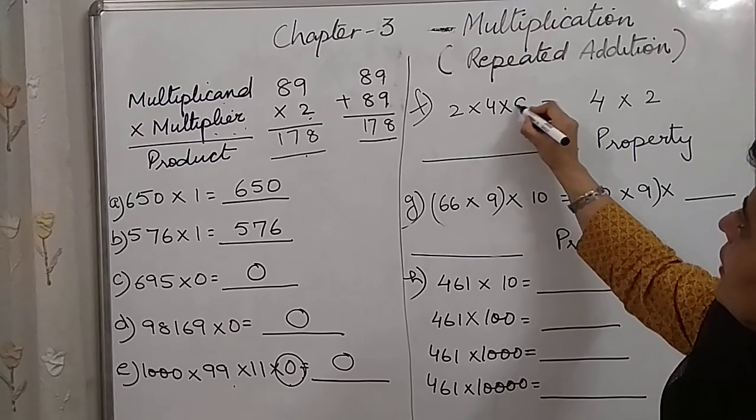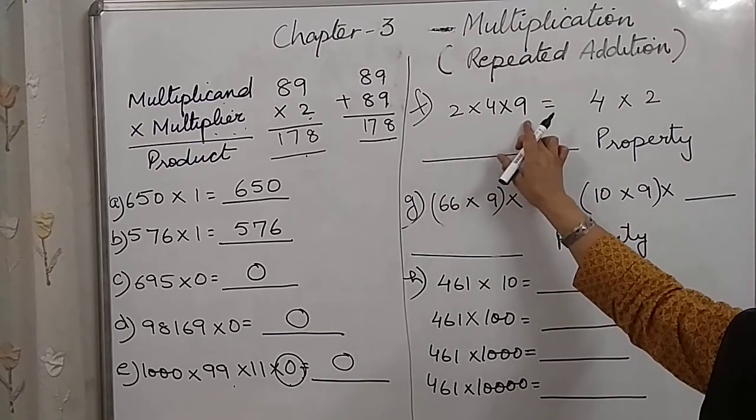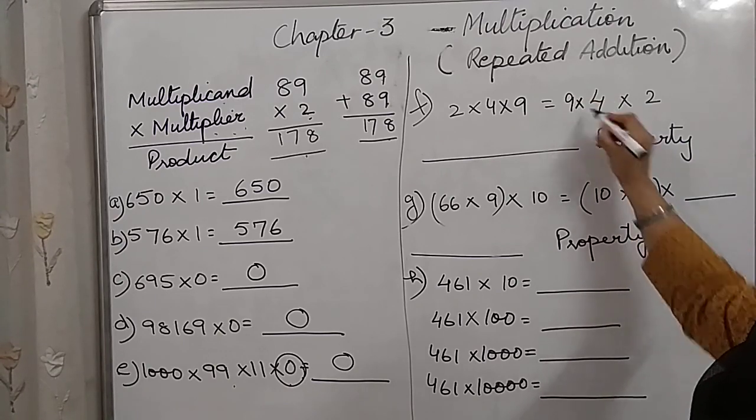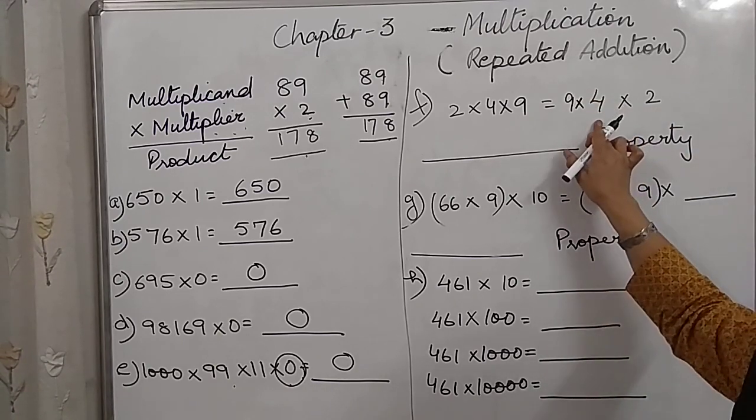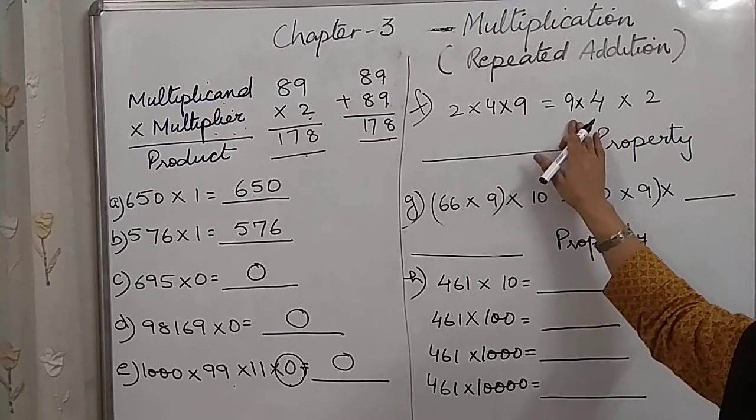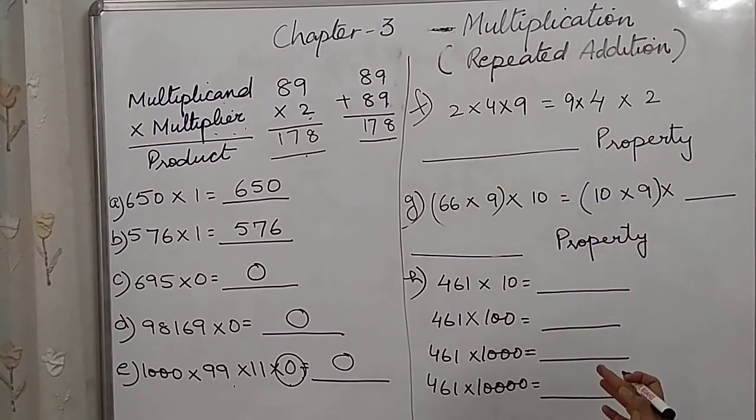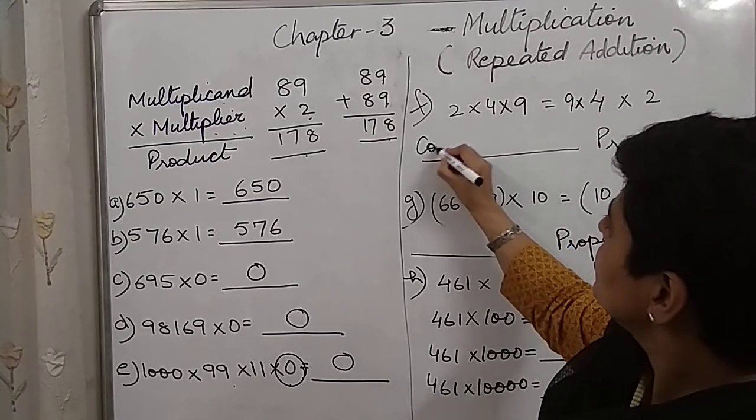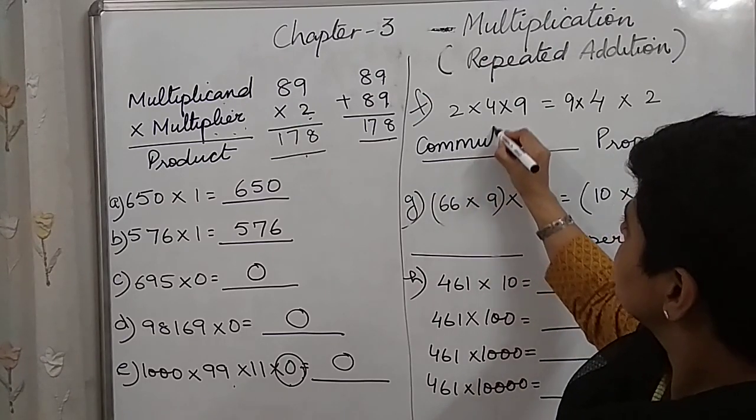Now, let us multiply it with another number. 8 multiply 9 gives 72. 9 multiply again 8 gives 72. Here 9 is at the end, here 9 is in the beginning. Changing the position of numbers will not affect the product. And this property is called commutative property.